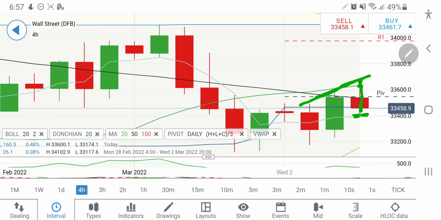Also on the 4-hour chart, 33,380 is providing a little support. Below 33,380, you can expect it to drop towards 33,350 and 33,300. Below 33,300, we can expect a good sharp drop there.